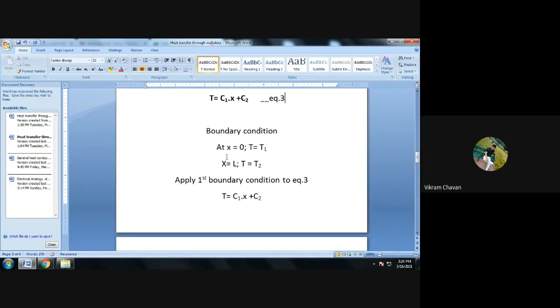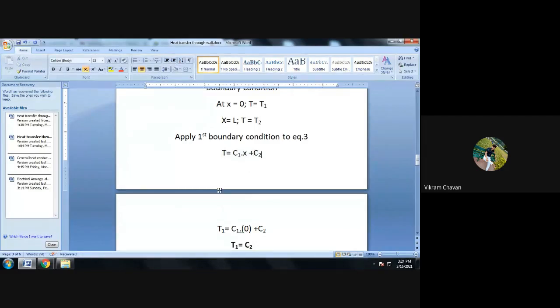Now we have to apply the boundary conditions to this equation. Apply the first boundary condition to equation number 3. In the first boundary condition, x is equal to 0 and T is equal to T1. Equation number 3 that we considered here is T is equal to C1 x plus C2, and on this equation we have to apply the first boundary condition.